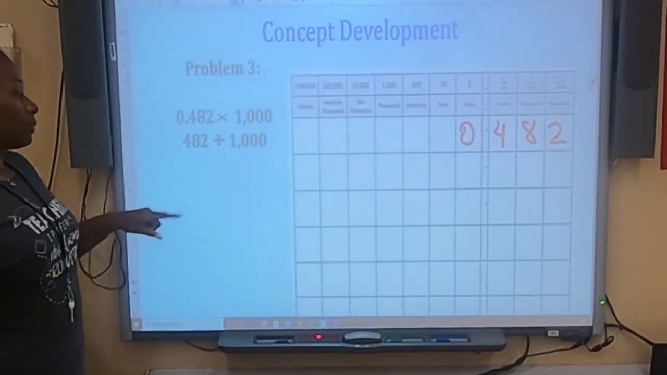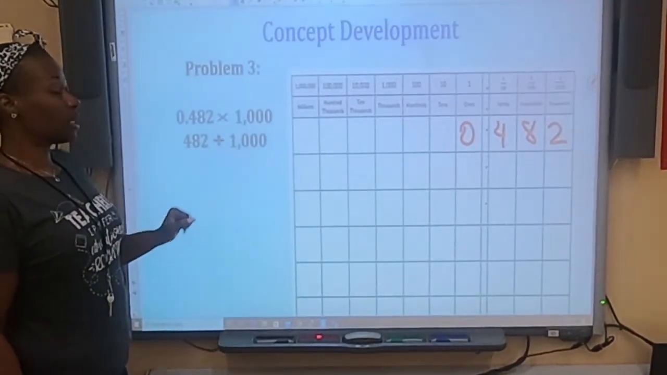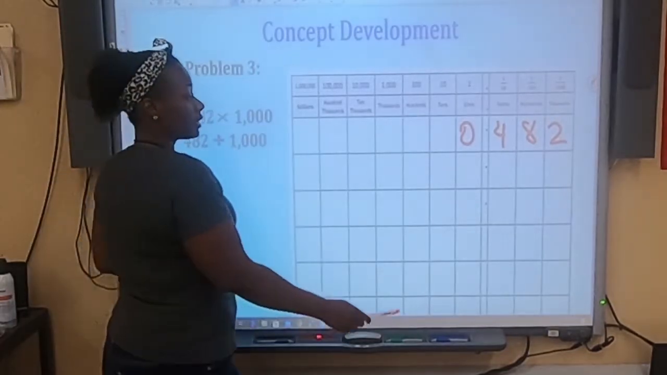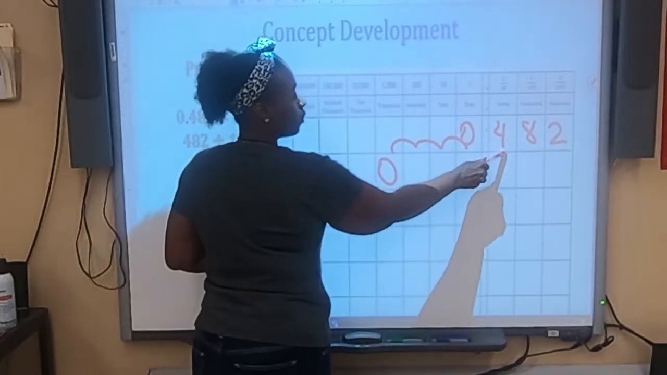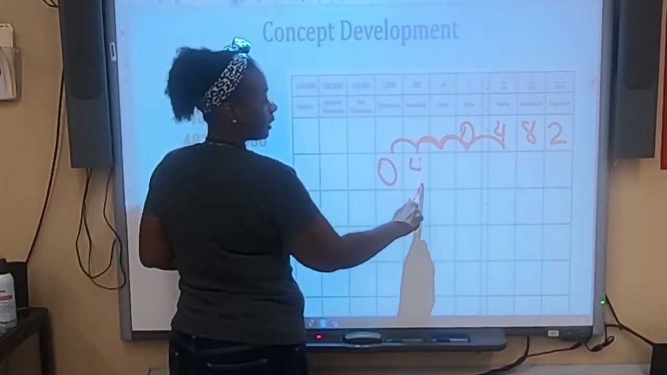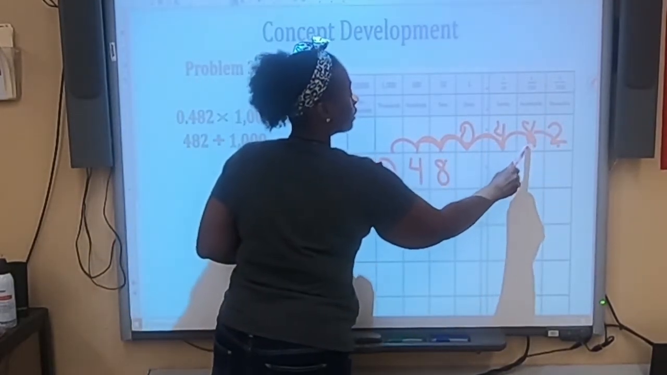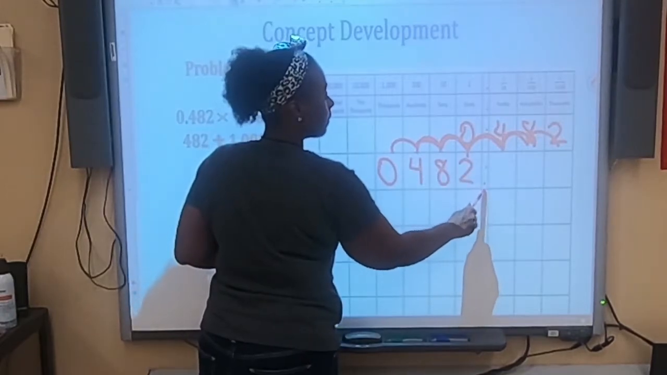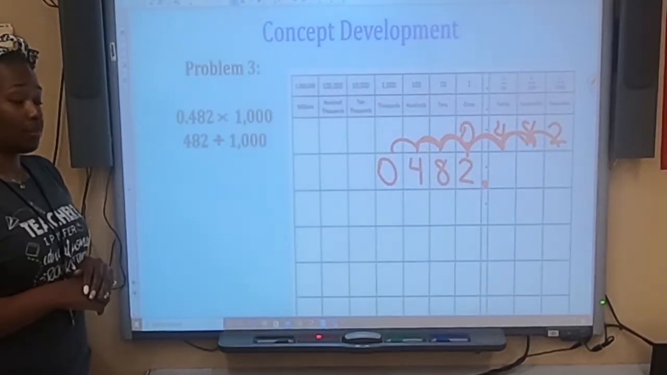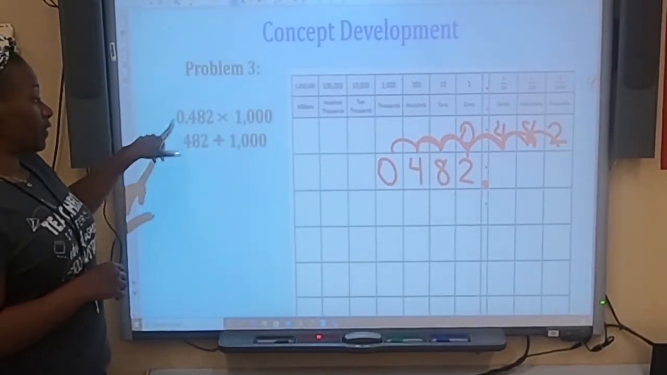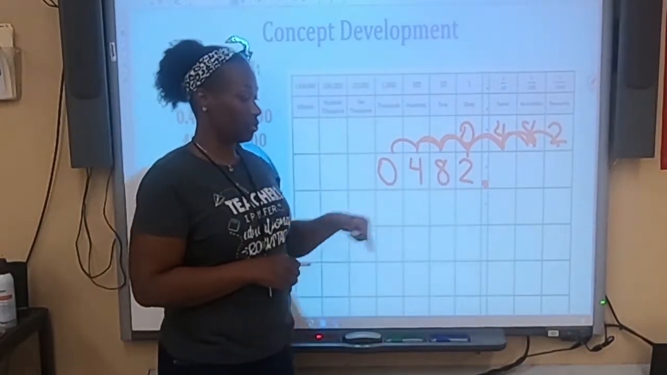When I multiply, remember, we are going to the left. 3 zeros tells me to go left 3 times. So I'm going to take each digit left 3 times. 1, 2, 3, sit it down. I'm at my decimal, so I don't need anything. I don't need any placeholders. So that showed me that 482 thousandths times 1,000 gives me 482.